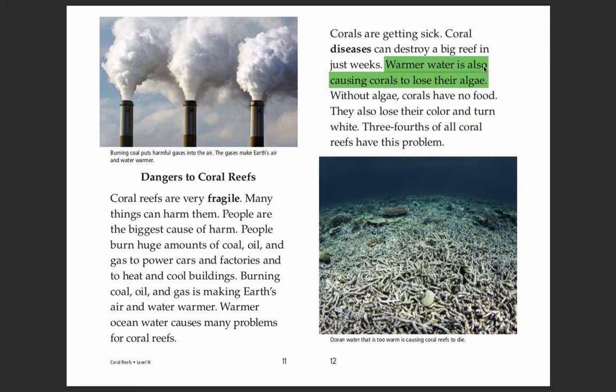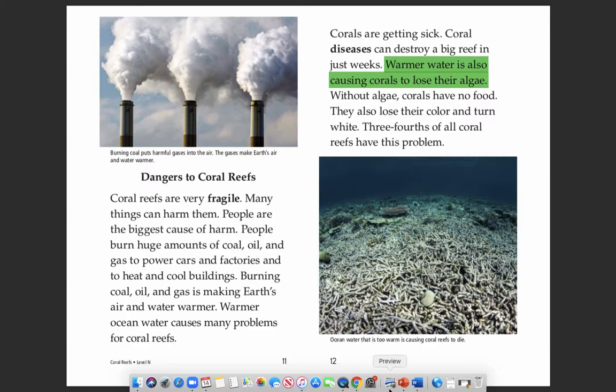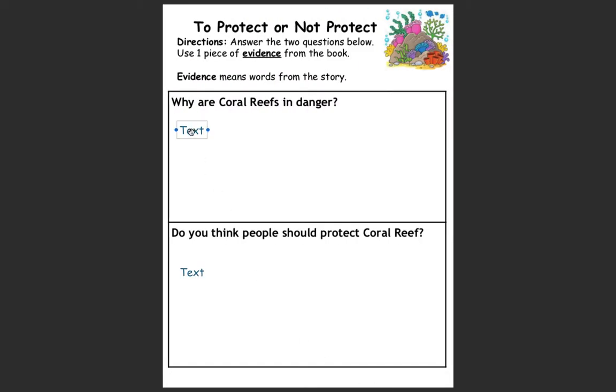I do this because it helps me when I go back to my assignment. So if you want to highlight or underline your piece of evidence to help you remember what they are, that is awesome. So it says, warmer water is also causing corals to lose their algae. Now from rereading, I remember algae is coral's food, so without that they will not survive. So I'm going to go back to my assignment and I am going to write that down.